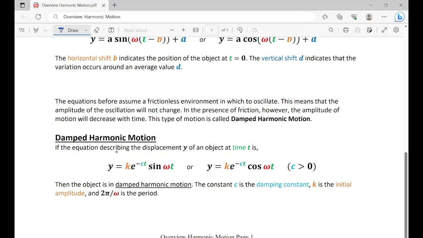So, if the equation describing the displacement y of an object at time t is either y equals k e raised to the negative c t times sine of omega t, or y equals k e raised to the negative c t times cosine omega t, where c is positive, then the object is in dampened harmonic motion. The constant c is the damping constant, k is the initial amplitude, and 2 pi over omega is the period.